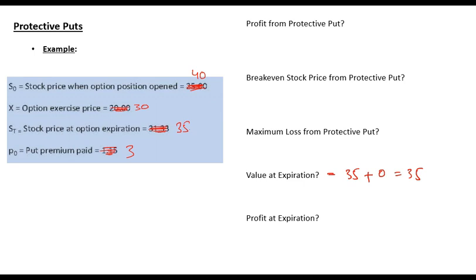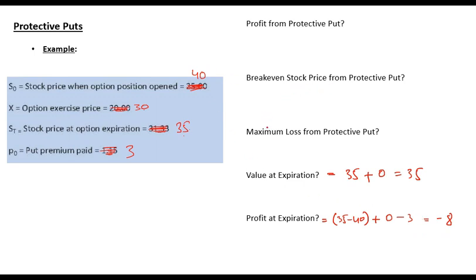What is the profit at expiration? Negative 8. How so? Profit from holding the stock is new stock price minus initial stock price, which is 35 minus 40, plus value of put option. So value of put option is X minus S. So 30 minus 35 is negative, which means it is 0. Minus the premium that you paid to buy the put option, which is 3. So it is minus 8.